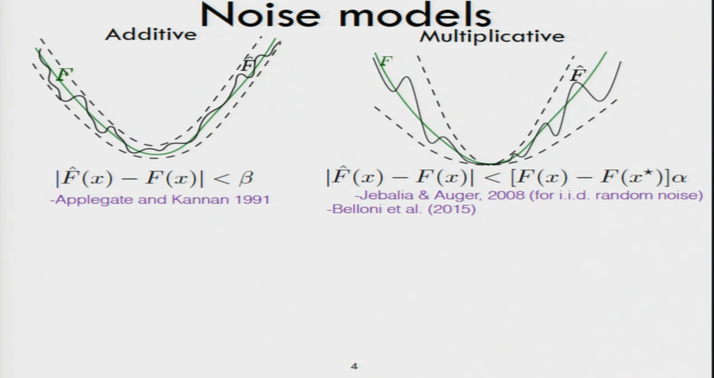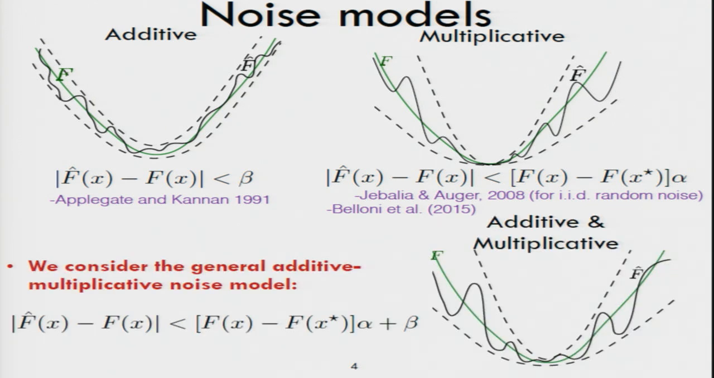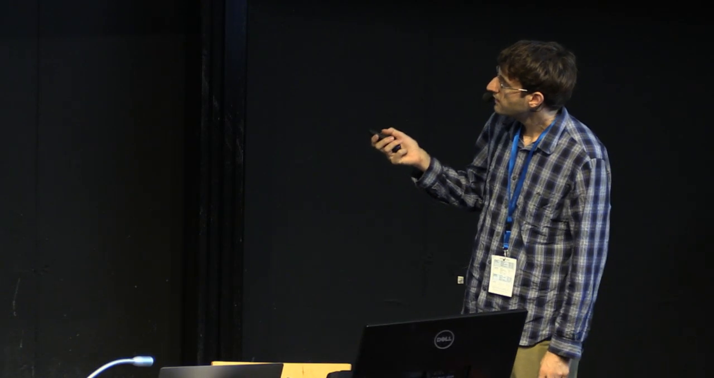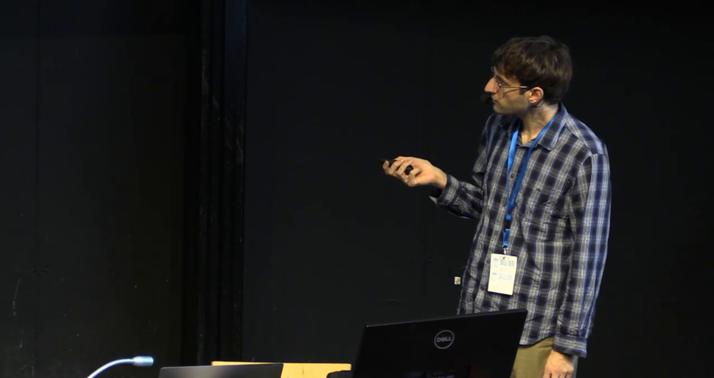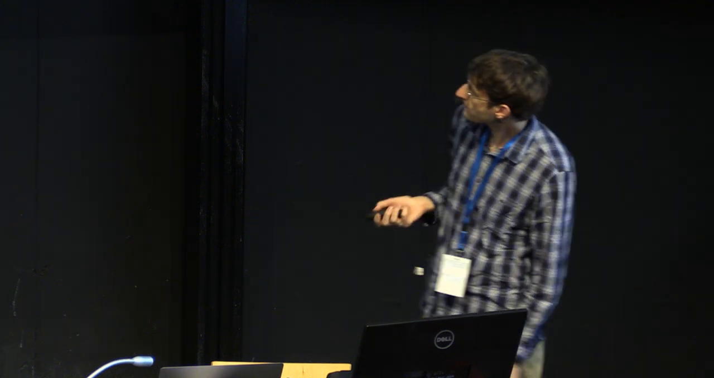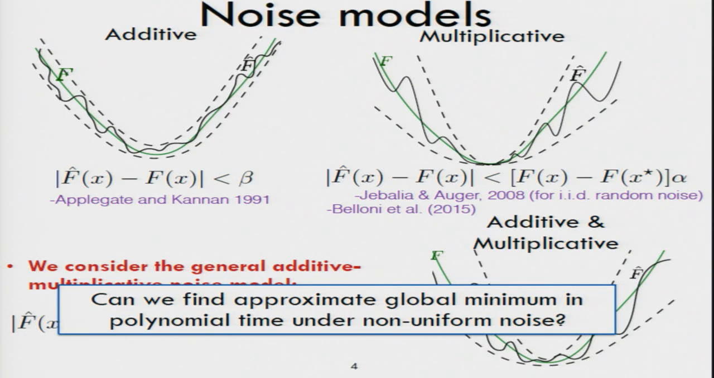In particular, for the multiplicative noise model, the error increases as you move away from the global minimizer. In this talk, we'll be considering a generalization of these two models, which is the additive and multiplicative noise model, where the error for f hat is a sum of an additive noise term and a multiplicative noise term. So the question we want to answer is: is it possible to find an approximate global minimum in polynomial time when you have this non-uniform additive and multiplicative noise?